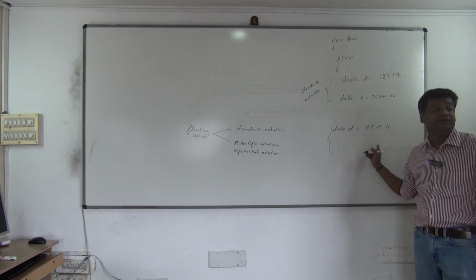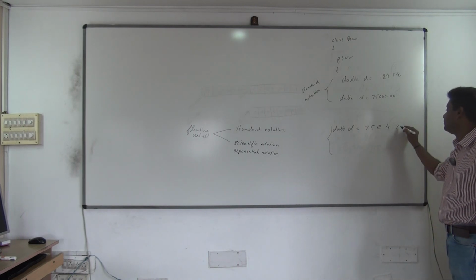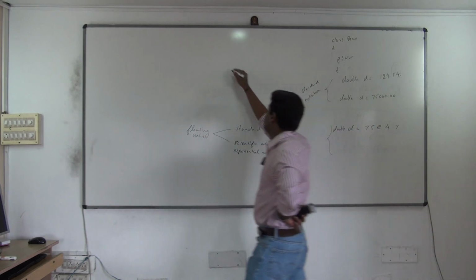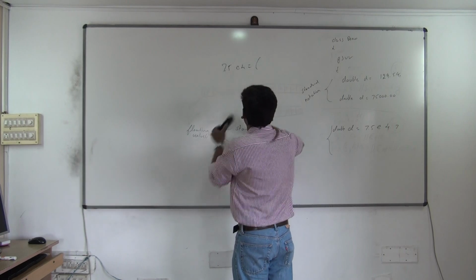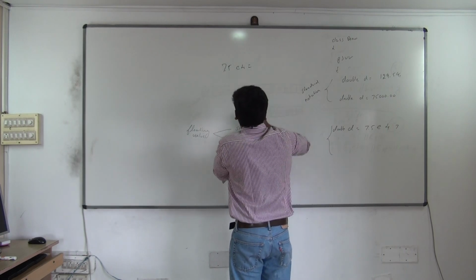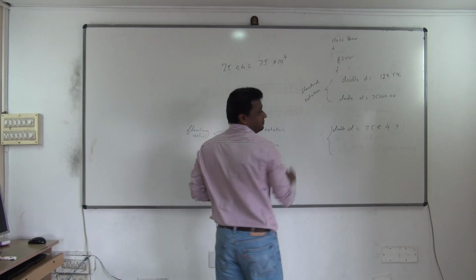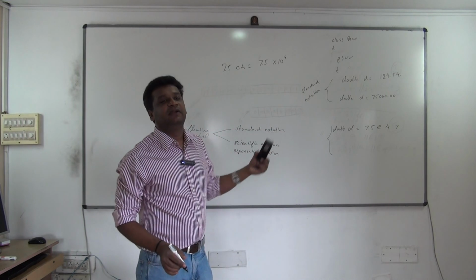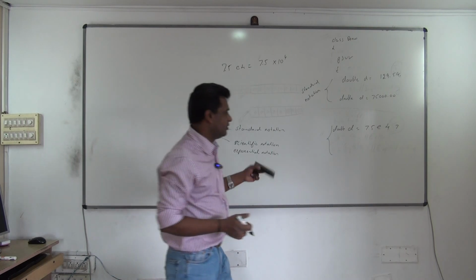You should not write 10 to the power of 4. You should write only E4. It gets evaluated in this way. How will it get evaluated? 7.5 E4 will get evaluated internally as, when I was writing, I went on to explain how it is getting evaluated. It will get evaluated like this. And obviously it becomes 75,000.